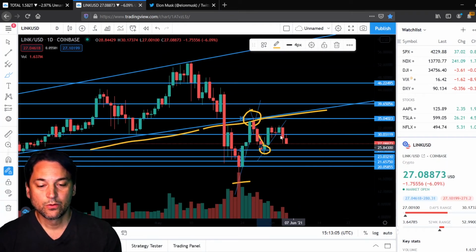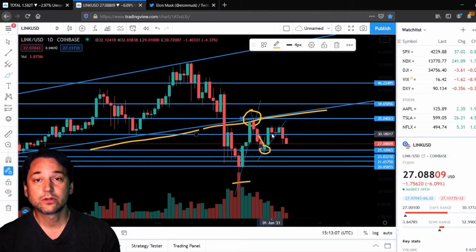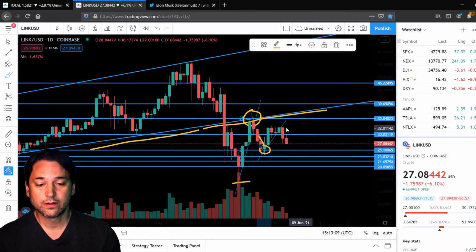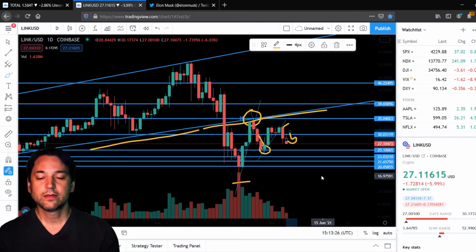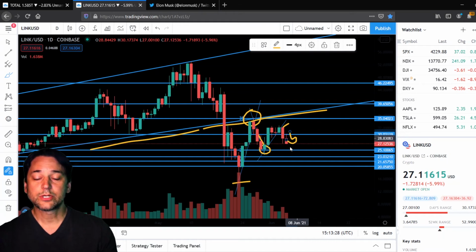Now, what are we doing here? Just like the total market chart, it started heading lower down here. It broke this minor little trend going on here, and it's heading down. Now, I am a big fan of Chainlink, and I'm bullish on it.